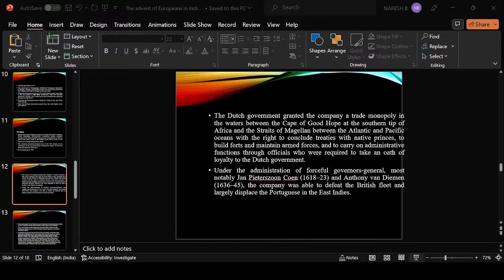So under the administration of the forceful governor generals, most notably John Peterson Coen, who ruled between 1618 and 1623 as the governor of the Dutch East India Company, and Anthony van Diemen, who ruled between 1636 and 1645, the company was able to defeat the British fleet and largely displace the Portuguese in the East Indies.